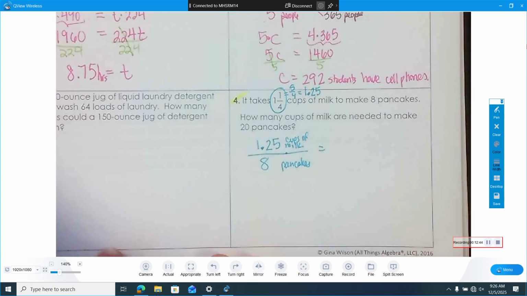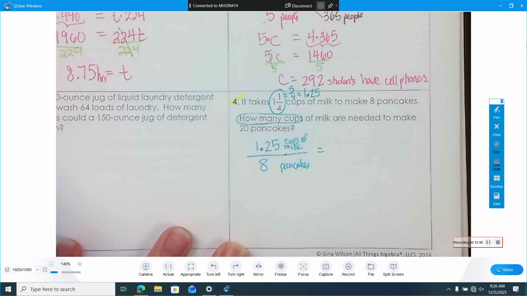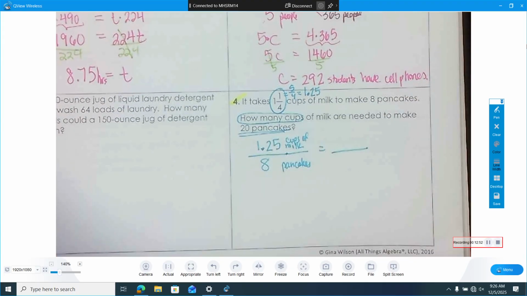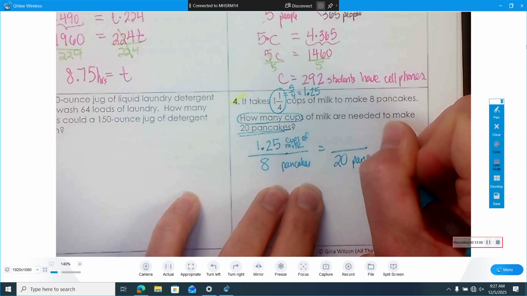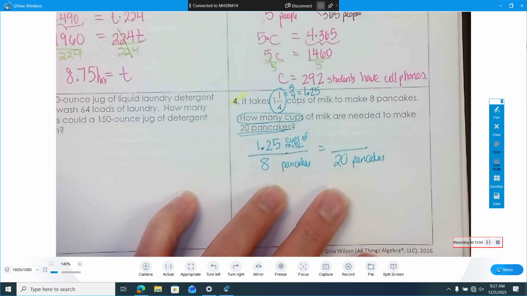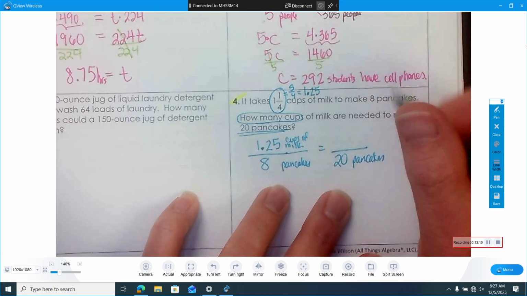Now it's asking how many cups of milk are needed to make 20 pancakes? So now, what goes where, ladies and gentlemen? Where does the 20 go? 20 goes on the bottom, because it was 20 pancakes. And what are we trying to figure out? The milk.